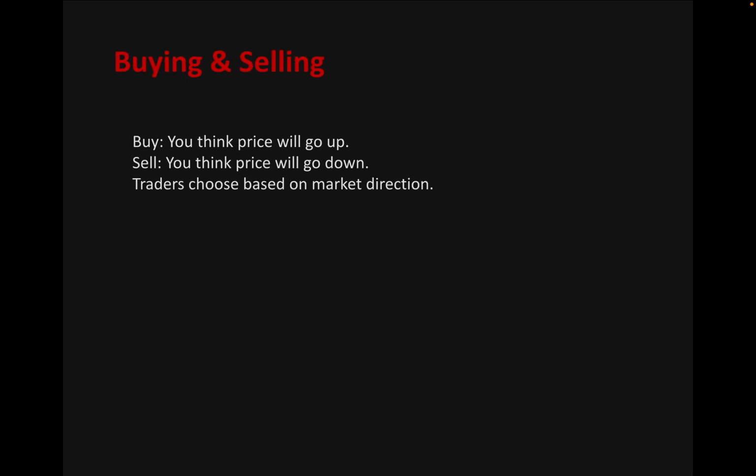Now, what is buying and selling? Buying is when you think the price will go up. So when you're buying, you're expecting the price to go up, and when you're selling, you expect the price to go down. This is what we'll be doing in the market, buying and selling. If we realize the price is going up, the market direction is up, we're going to be buying. If the market direction is down, we're going to be selling.